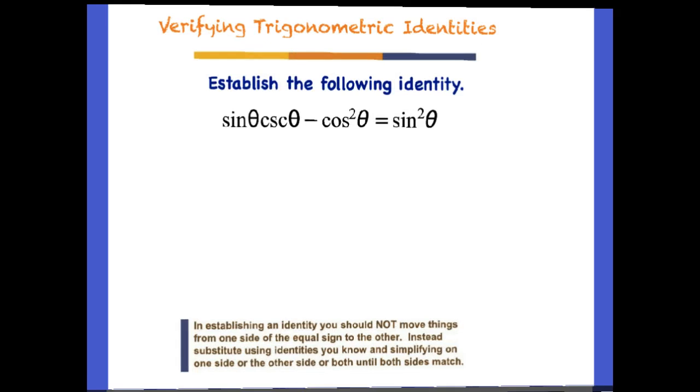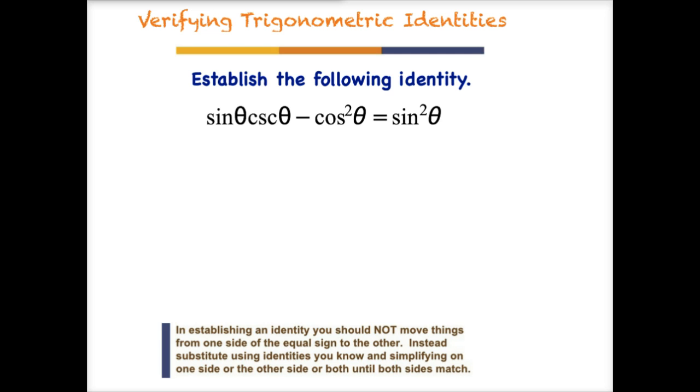Let's try our first identity. Here we have sine theta times cosecant theta minus cosine squared theta equals sine squared theta. If you like, go ahead and pause the video, see if you can establish this identity on your own, and then we'll work through it together.